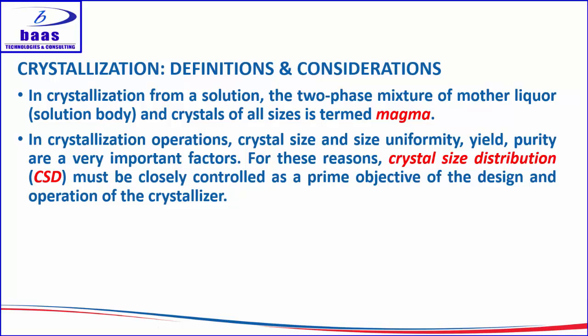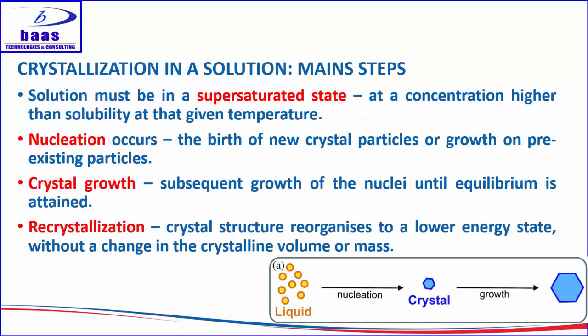In crystallization from a solution, the two-phase mixture of the mother liquor, which is the solution body, and that of the crystals is termed the magma. The important factors in crystallization operation include crystal sizes, the uniformity of the crystal size, the yield of the crystals, the purity of the crystals. For these reasons, it is very important to control crystal size distribution as the prime objective when you are designing or operating the crystallizer. The crystallization process comprises four main stages.